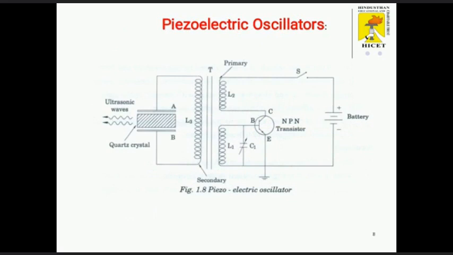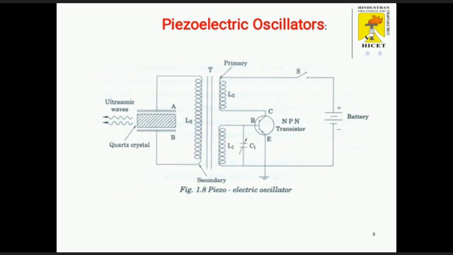Here I have shown the construction of the piezoelectric oscillator. Here I have used the capacitor, then an NPN transistor, and L1, L2 and L3 inductors. When the battery is switched on, current is produced in the transistor. The produced current is passed through the coils L1 and L2 of the primary circuit. This current is transferred to the coil L3 in the secondary circuit due to transformer action and is fed to the plates A and B.